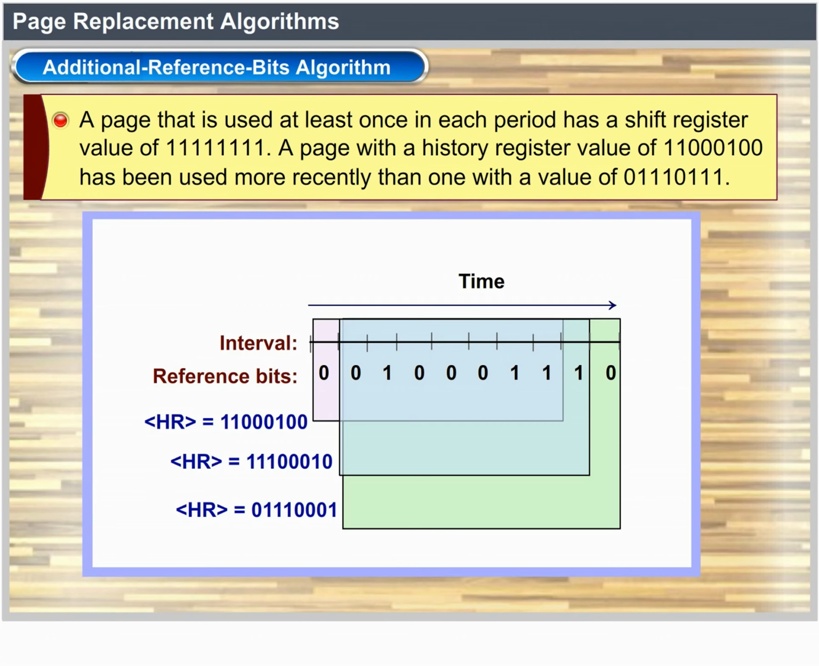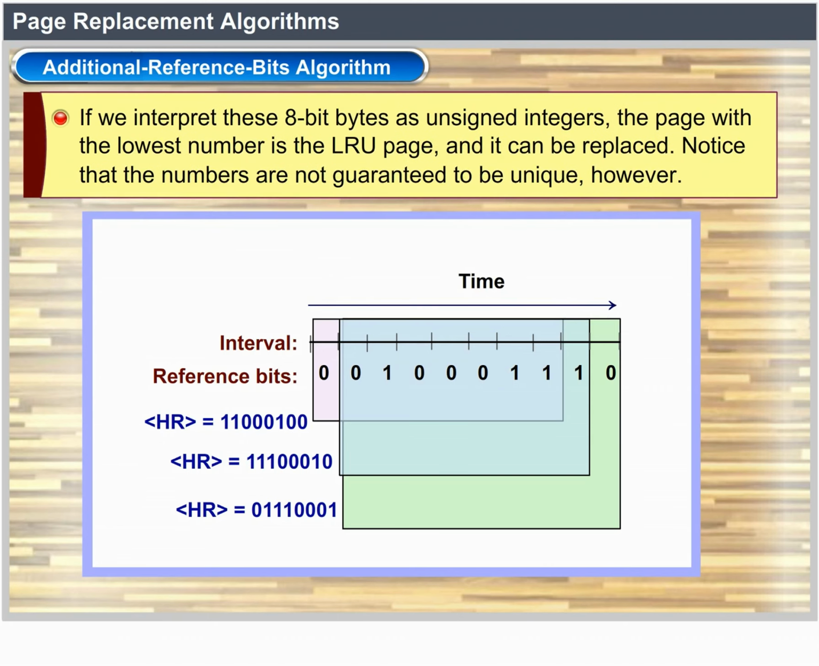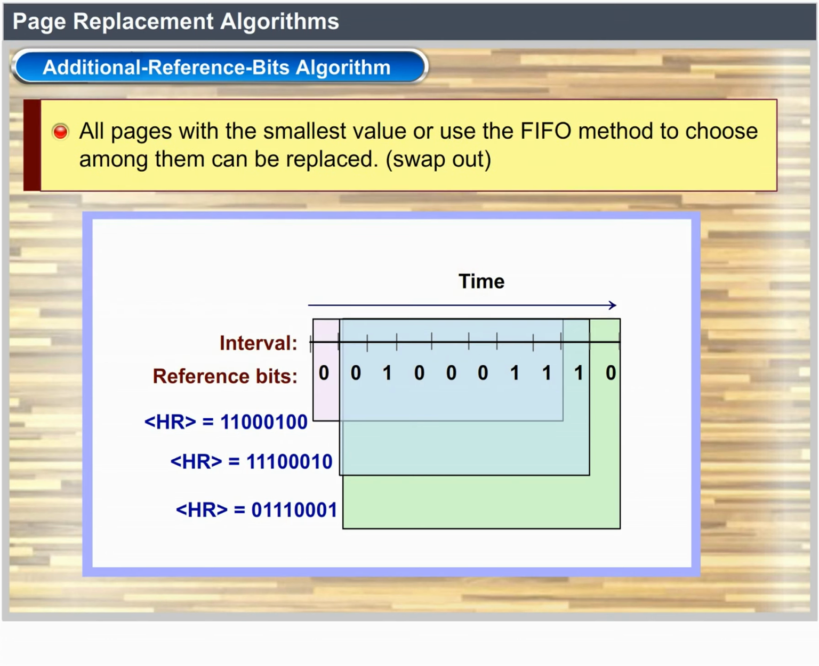A page with a history register value of 11000100 has been used more recently than one with a value of 01110111. If we interpret these 8-bit bytes as unsigned integers, the page with the lowest number is the LRU page and it can be replaced. Notice that the numbers are not guaranteed to be unique, however. We can either swap out all pages with the smallest value or use the FIFO method to choose among them.